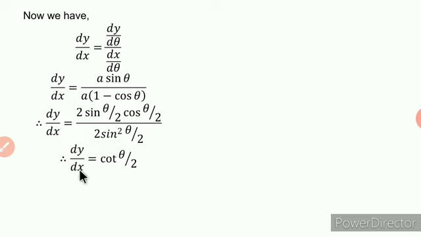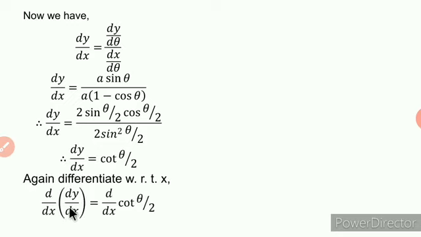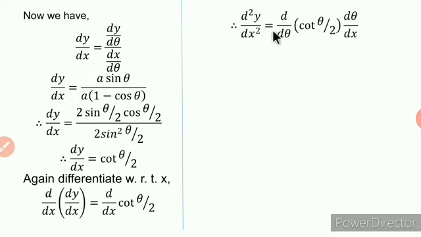But now our aim is to find the second order derivative of y with respect to x. So we again differentiate this with respect to x. We get d by dx of dy by dx is equal to d by dx of cot theta upon 2. But here we observe it is a function of theta and we differentiate with respect to x. So we adjust d theta, and we get d square y by dx square is equal to d by d theta of cot theta by 2 multiplied by d theta upon dx. We adjust this d theta here.